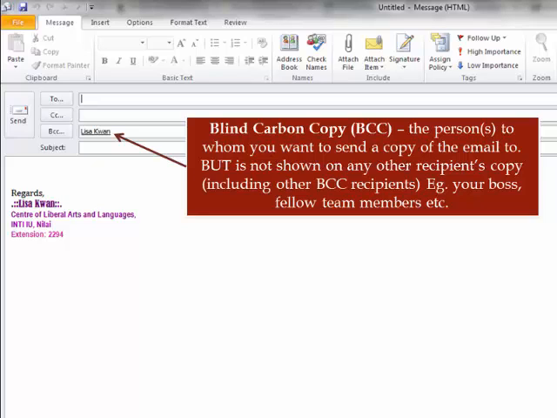So for example, you write to a client and you CC your boss, but you don't really want him to know, or you don't need him to know, that you've sent a copy to your other team members, for example. So you BCC your other team members, and if you have A, B, and C in your team members, A wouldn't know that B and C got it, B doesn't know that A and C got it, and C doesn't know that A and B got it, or anyone else who got it for that matter. So that's blind carbon copy because it's kind of blind.